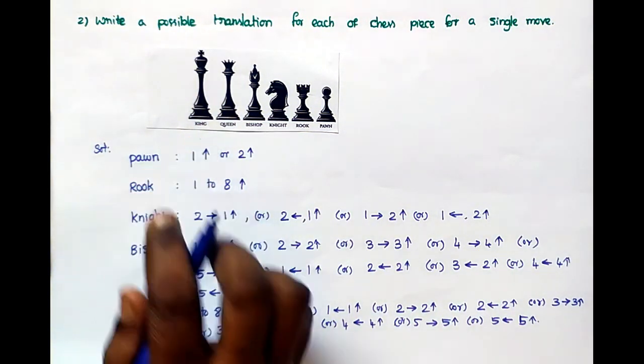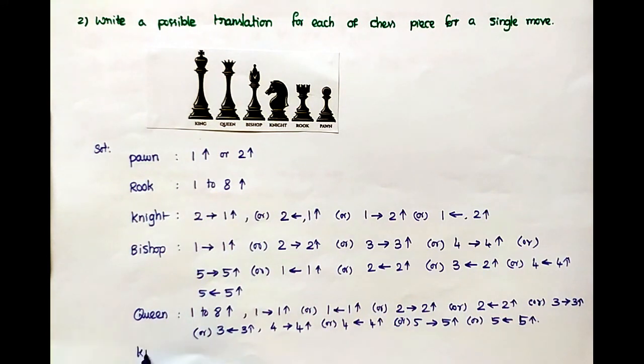Next one, last one, king. The king makes only one move. It can move only one step. That is right side or left side or upward. That is the answer.